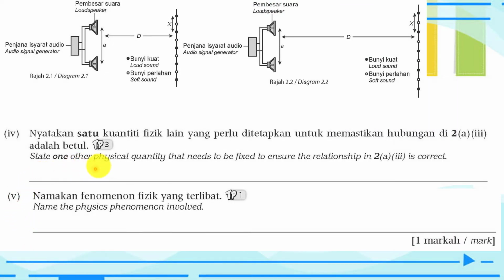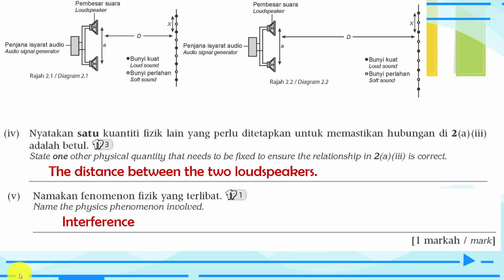Now state one other physical quantity that needs to be fixed to make sure the relationship I just mentioned holds. So from here, what should be constant? The a must be constant. This one is a constant variable: the distance between the two loudspeakers. So from here, name the phenomenon. This phenomenon is interference.